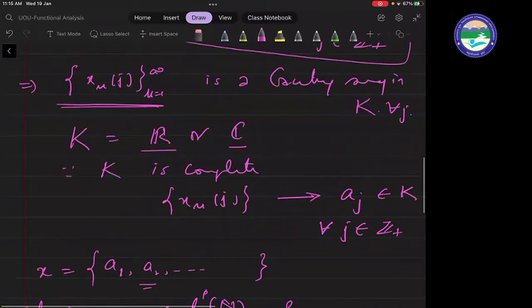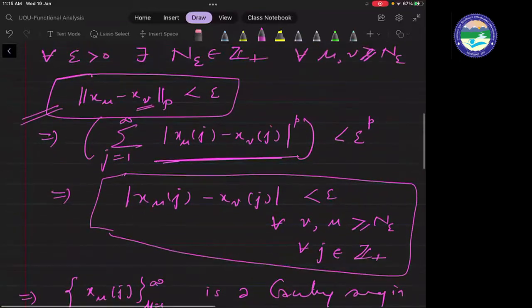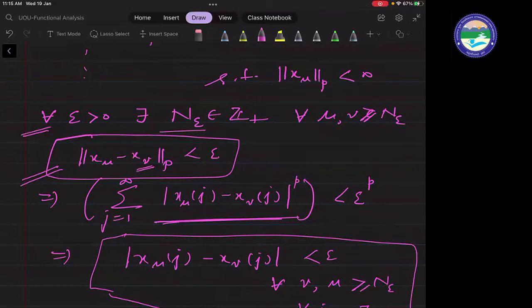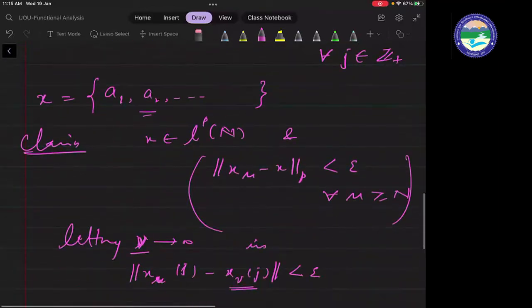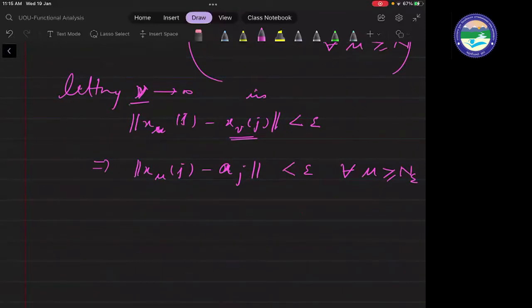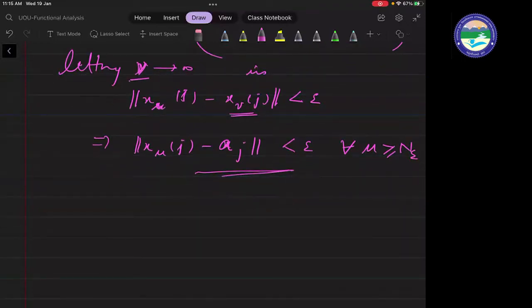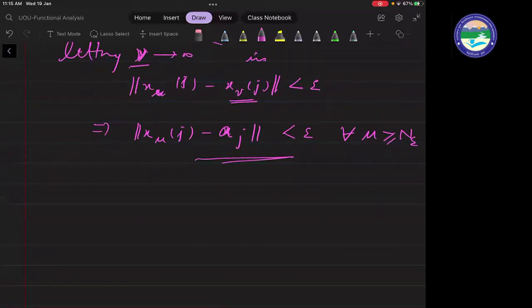See, at this place, for each epsilon there exists a positive integer n such that for all mu greater than or equal to n epsilon this inequality holds. So you let nu tend to infinity, and you get this. Is this clear to everyone? Yes, sir. Then from here, what you will get is, we are taking this P norm. So write P.